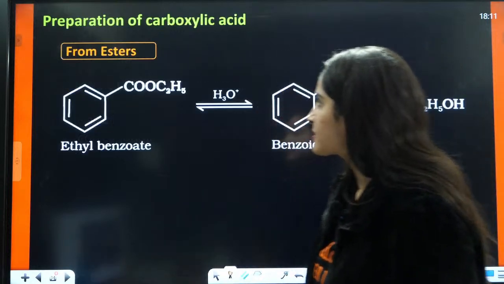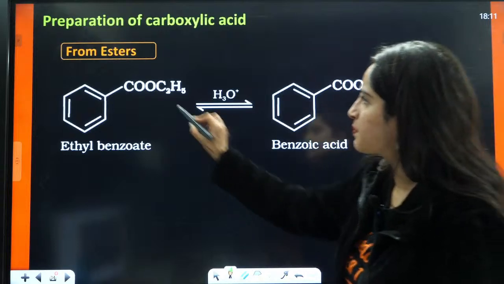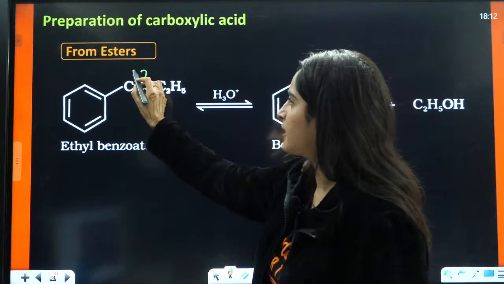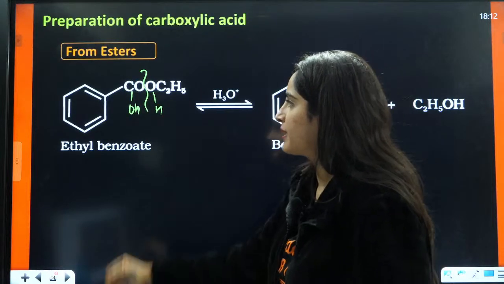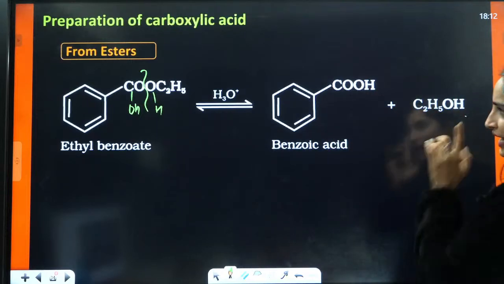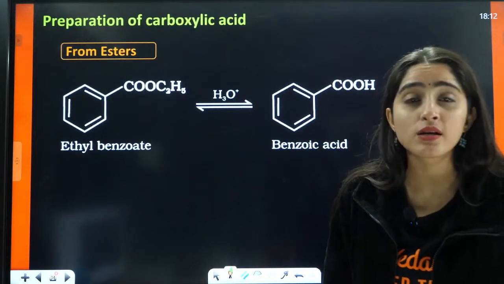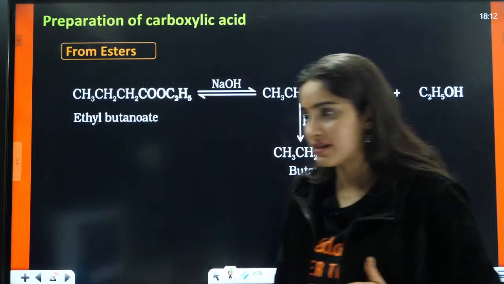Okay, next is from esters. Now from esters, again we have done this, break this bond. This will be CO, basically this will be benzene, this will be CO, OH will be attached here, and here H will be attached. So you will have COOH and this will be C2H5OH, right? So these two things will be formed from hydrolysis of ester.